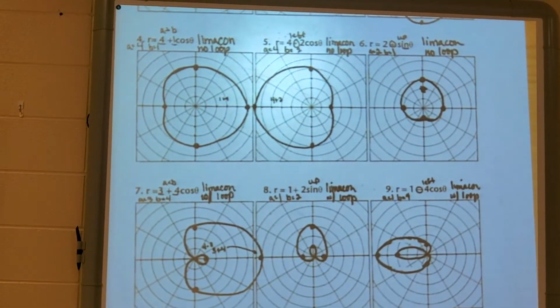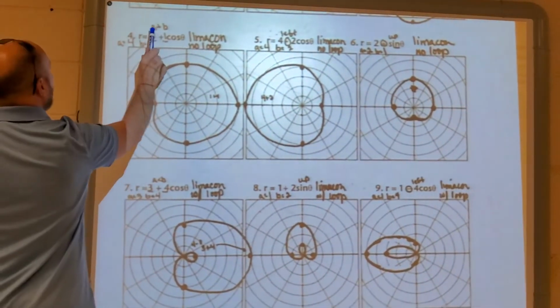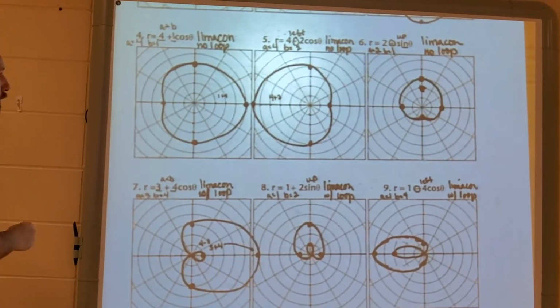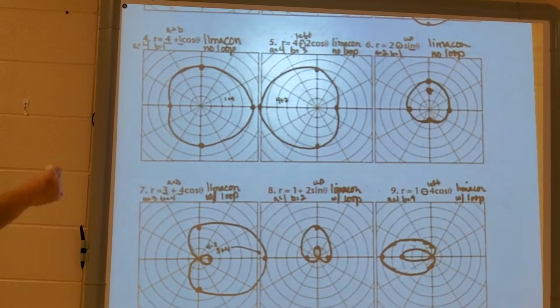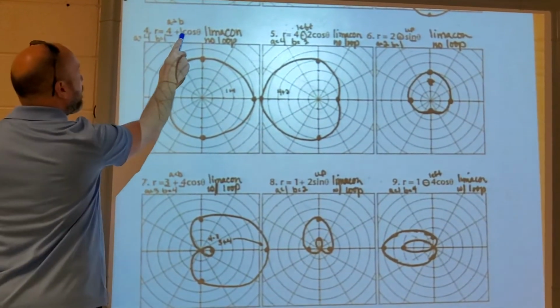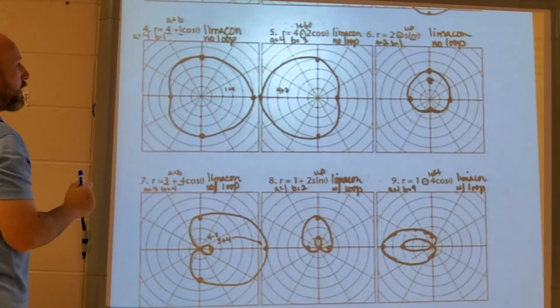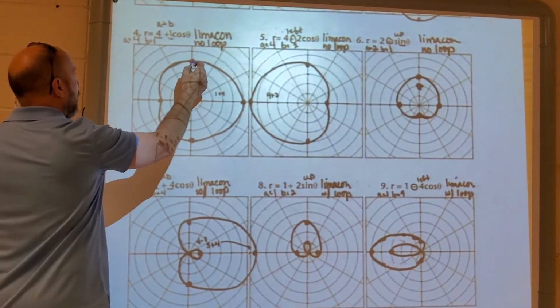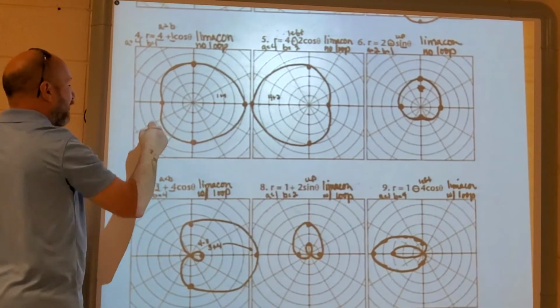Okay, so here we have 4 and 1. So if you look at the previous page, if A was bigger than B, then you didn't have the loop. You had the one without the loop. A limaçon without the loop.